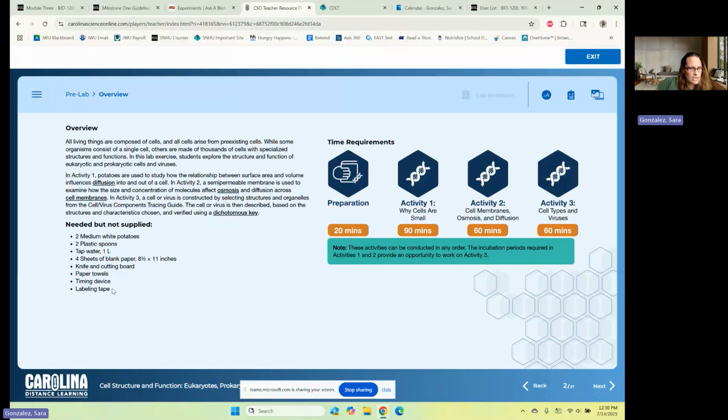All right, so I'm highlighting here, hopefully you can see this on the screen as well. These are some additional materials that you'll need. Nothing too significant. You'll be working with some potatoes for your experiment here, some spoons, tap water, of course, paper to draw on, a cutting board, a timing device, and labeling tape as well.